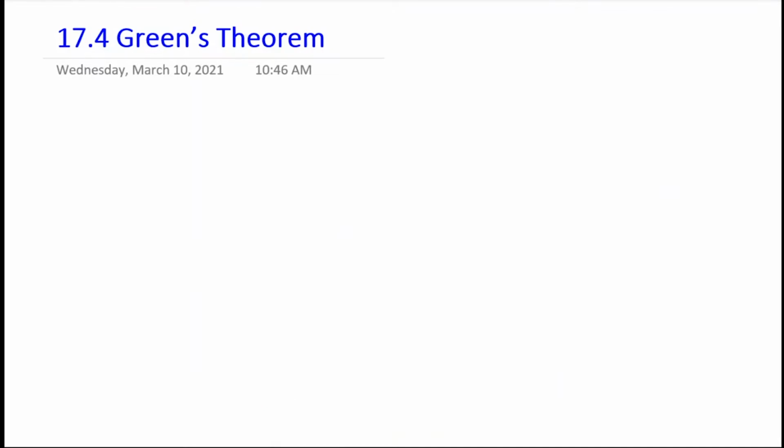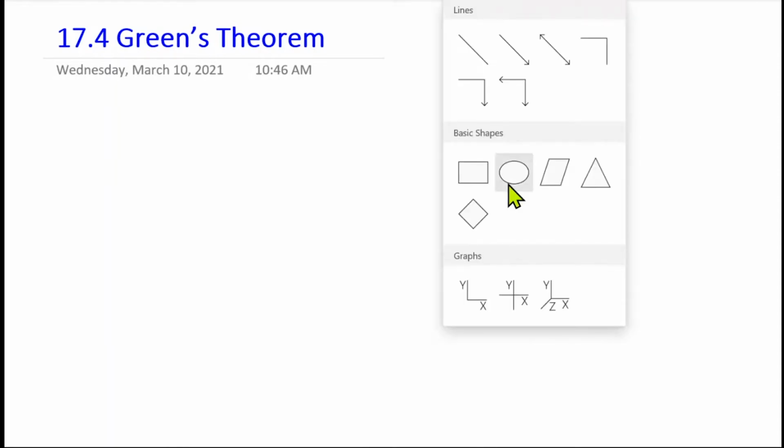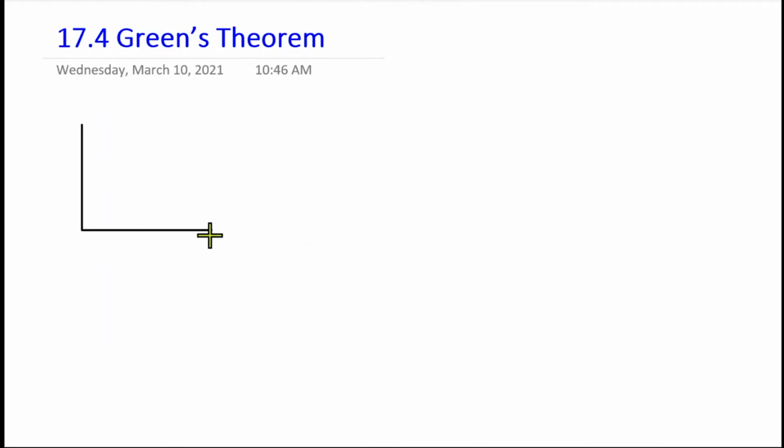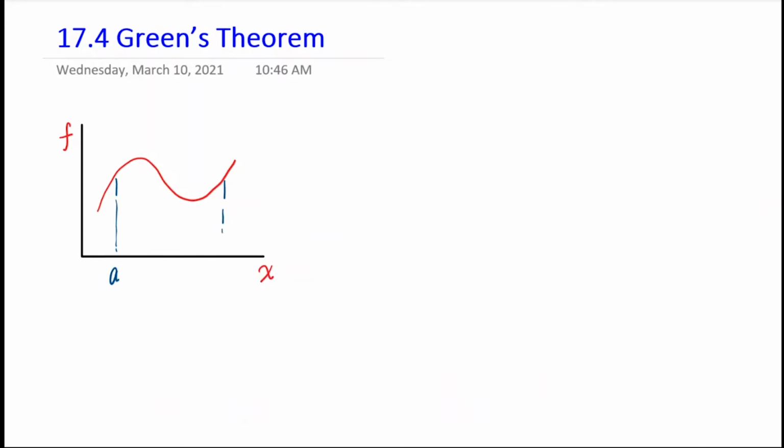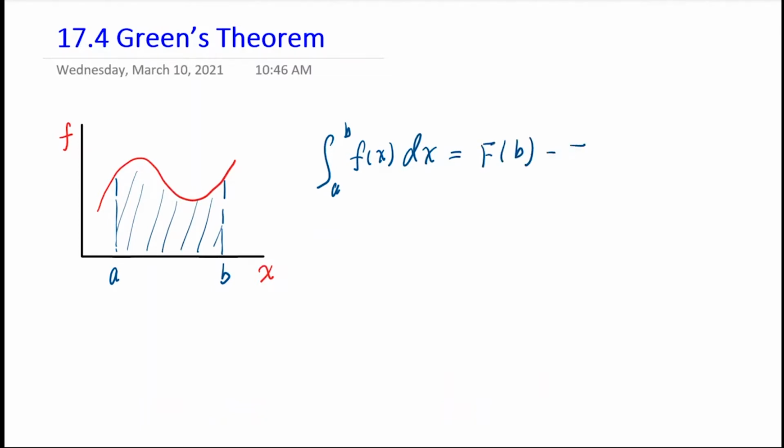So 1.0 is like this. Say you have a function that looks like this. This is f versus x, and then you take an integral from a to b of f of x dx, which gives you the area of this. But amazingly enough, this thing is F of b minus F of a, the antiderivative.